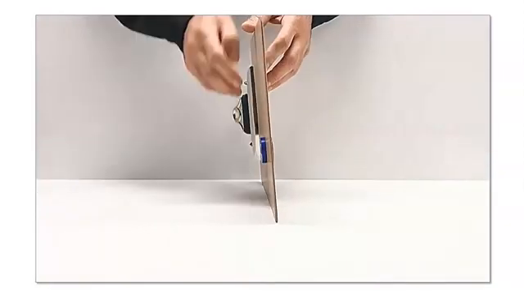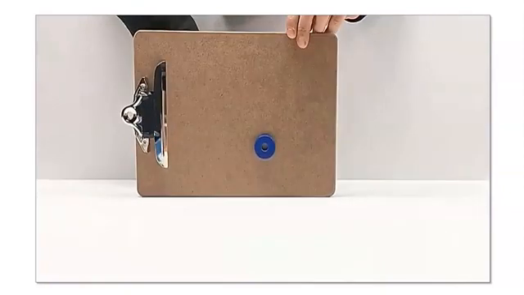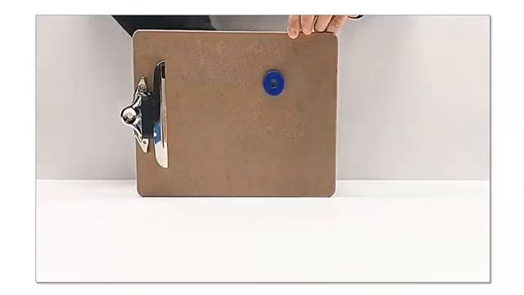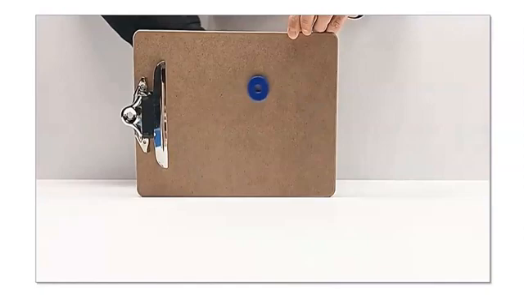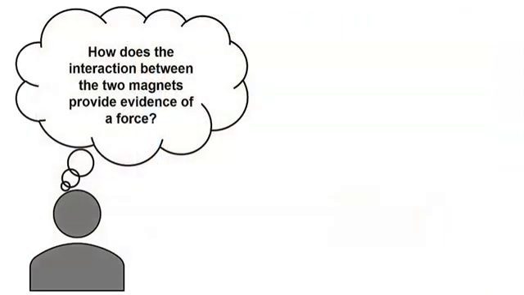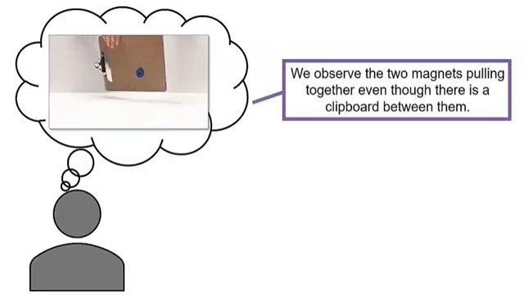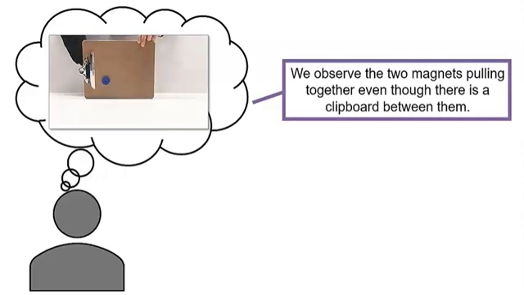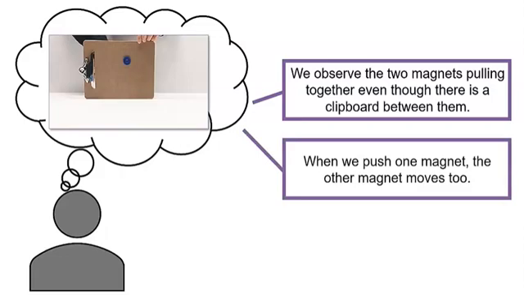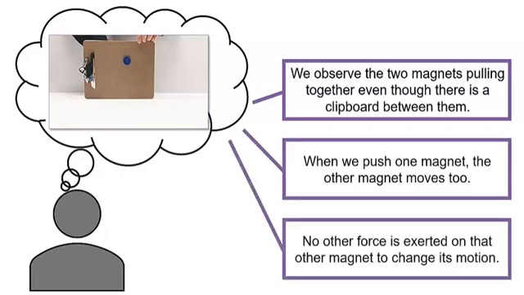Oh, look at that! We can move the magnet on one side of the clipboard by moving the magnet on the other side. How does the interaction between the two magnets provide evidence of a force? Well, we observe the two magnets pulling together even though there is a clipboard between them. Also, when we push one magnet, the other magnet moves too. No other force is exerted on that other magnet to change its motion. So a force must have caused the interaction between the two magnets.